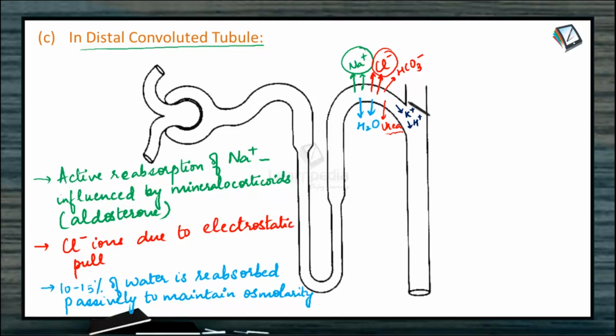These are secreted into the urine. The potassium ions are secreted by the principal cells and hydrogen ions are secreted by the intercalated cells of the distal convoluted tubule. Some amount of calcium is also reabsorbed in the distal convoluted tubule by the action of parathyroid hormone.